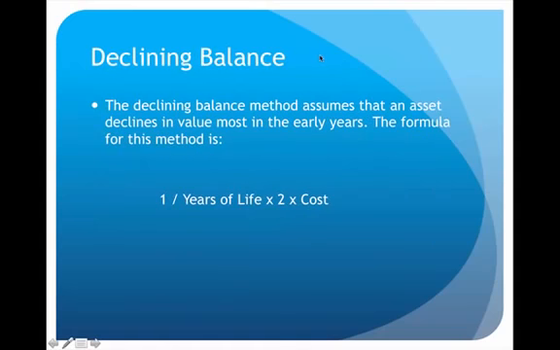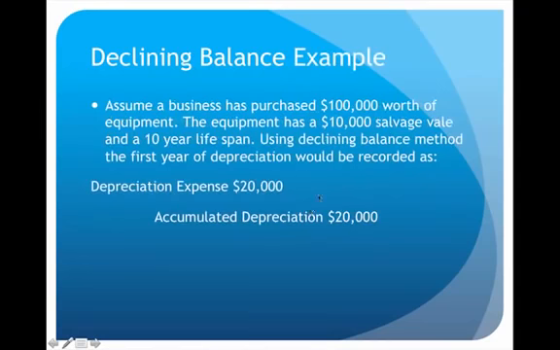And then there's a third possibility. We could also use the declining balance method. This is yet another option, and this one is also approved by GAAP. Now this method is a little different. The formula is 1 divided by years of life times 2 times cost. So it's a totally different formula than straight line or units of production. This method will give you a much higher depreciation, at least in the first year.